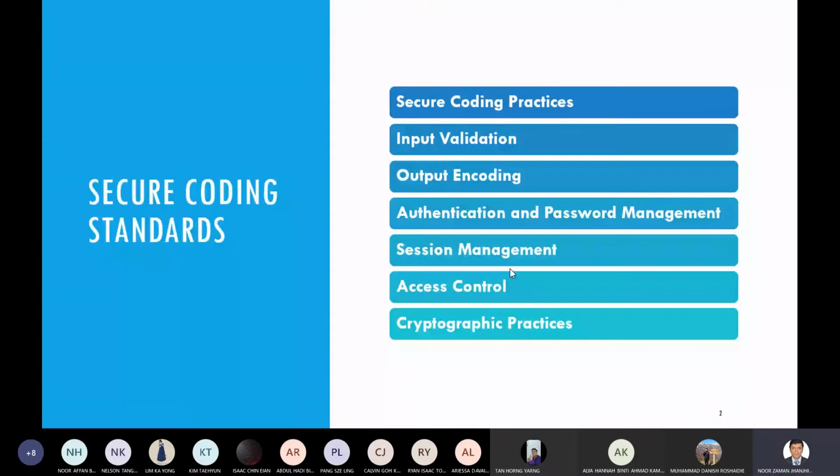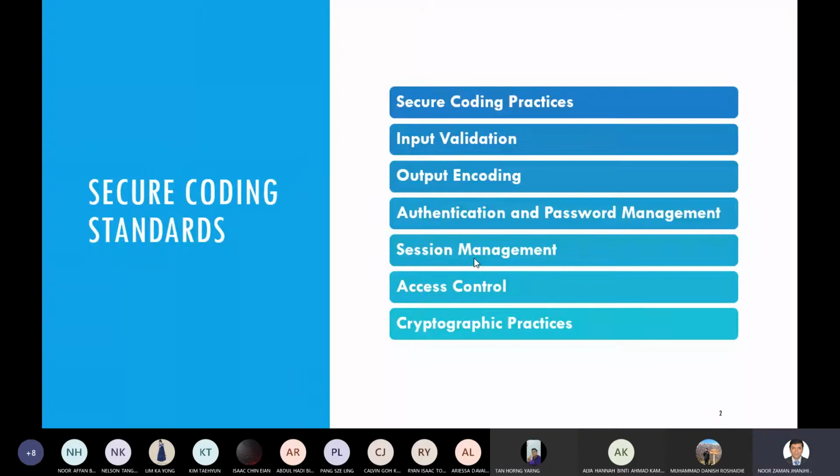Now, what we are supposed to discuss today is a couple of things. Most importantly, we will focus on secure coding practices: input validation, output encoding, authentication and password management, session management, access control, and cryptographic practices. These are the 7 points into which we divide today's module, and at what stage we are supposed to take care of secure coding.